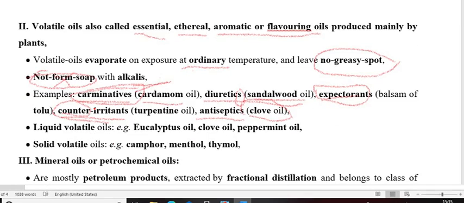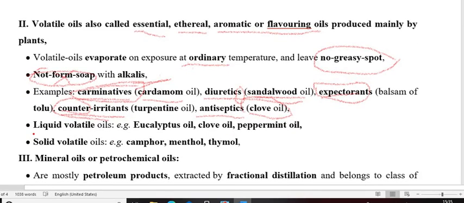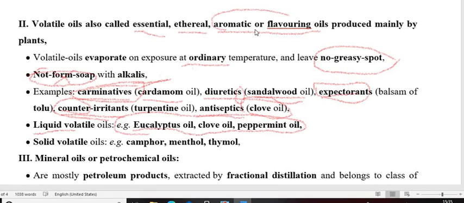Now we have to go through the other liquid volatile oils. Examples that are very, very important are eucalyptus oil, clove oil, peppermint oil. These all are flavoring ones. So aromatic oils are usually flavoring ones, going to give a particular flavor.